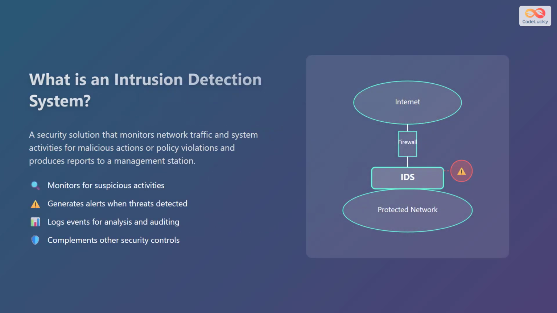So, what exactly is an intrusion detection system? Simply put, it's a security solution that keeps a close watch on network traffic and system activities. It is like a security guard that monitors for malicious actions or policy violations and produces reports to a management station. Think of it as a vigilant observer that helps you catch any unusual or harmful activities happening on your network. An intrusion detection system monitors for suspicious activities.